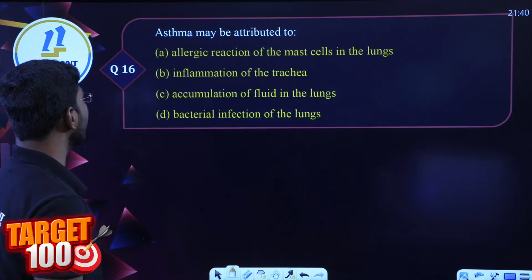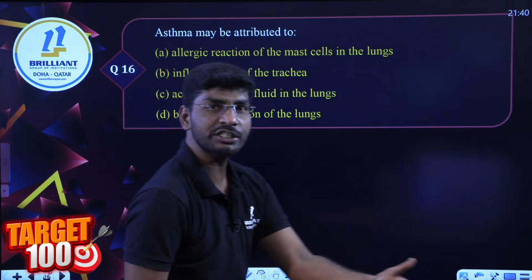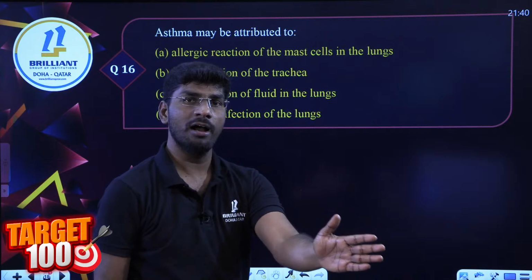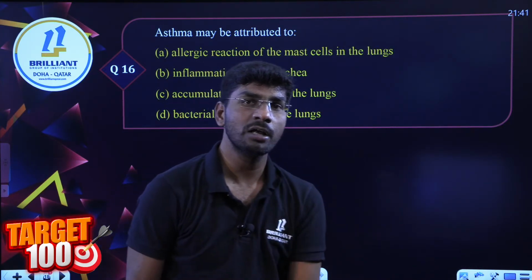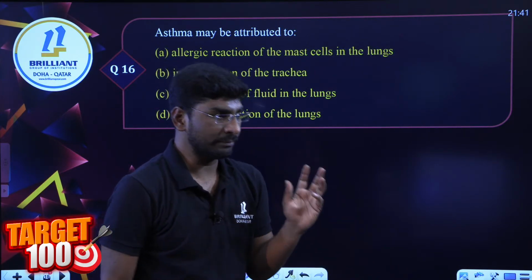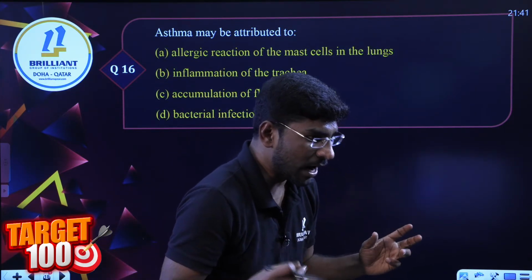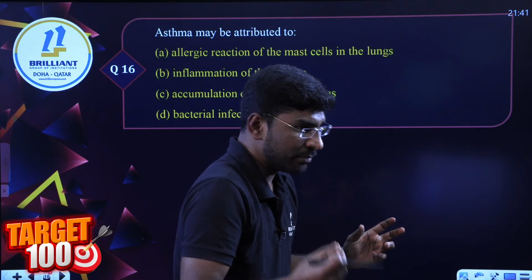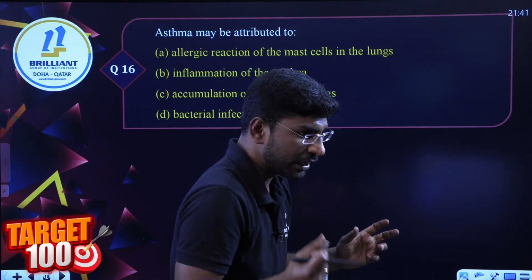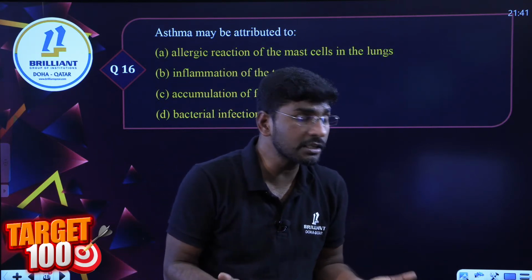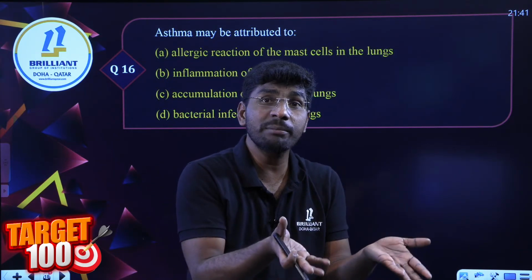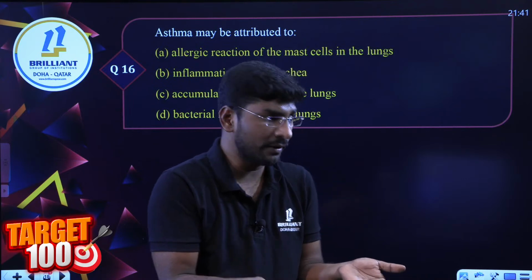Question number 16. Asthma may be attributed to respiratory disorder, chronic respiratory diseases. So tell me, asthma is attributed to what? Simple question. Any one of you? Arthritis is the inflammation of joints. Arthritis is the inflammation of joints. That is not autoimmune. Right?